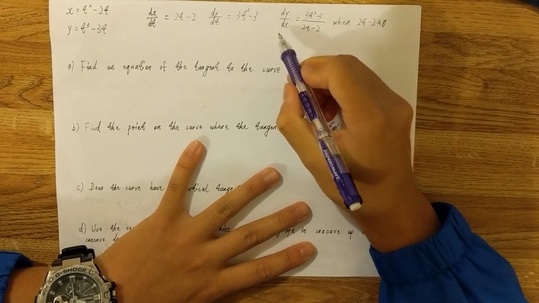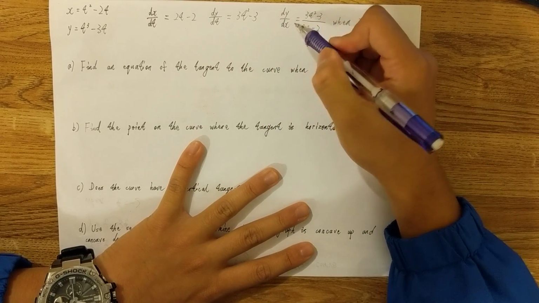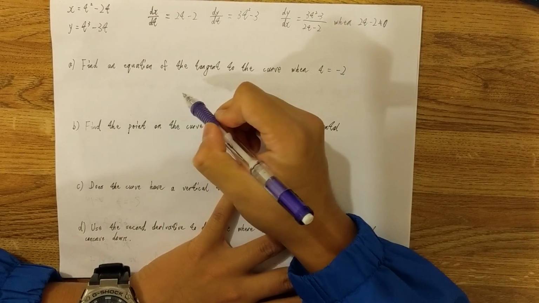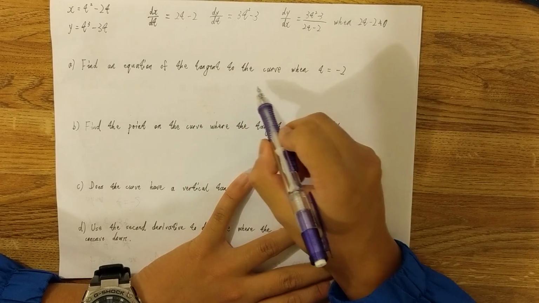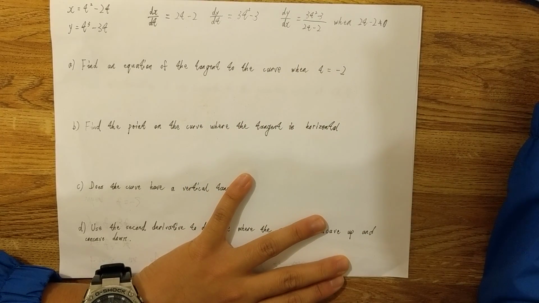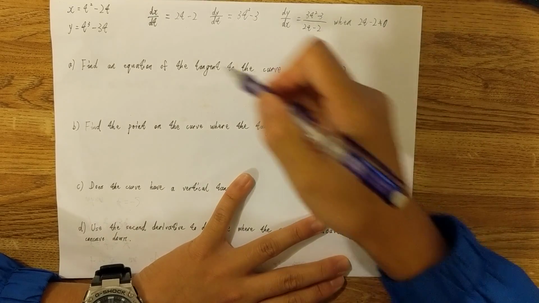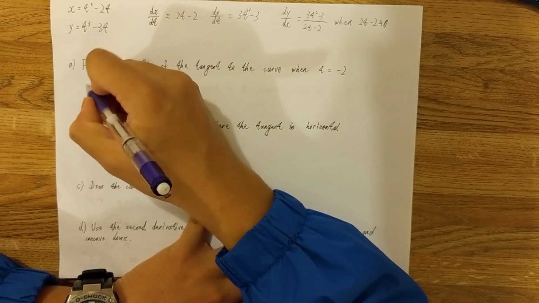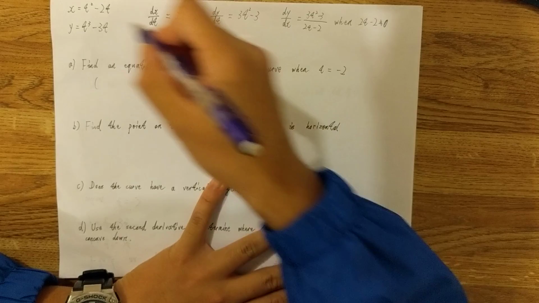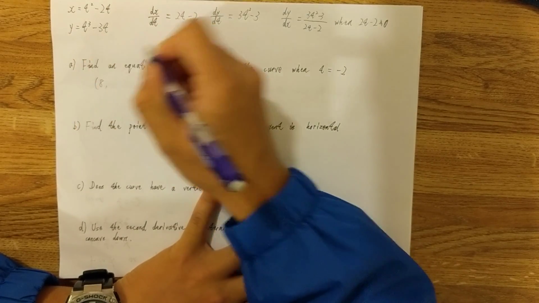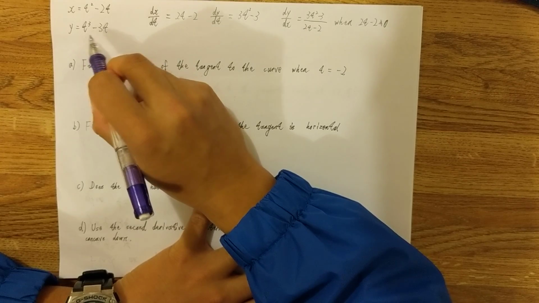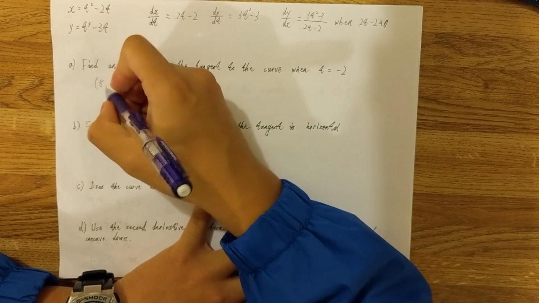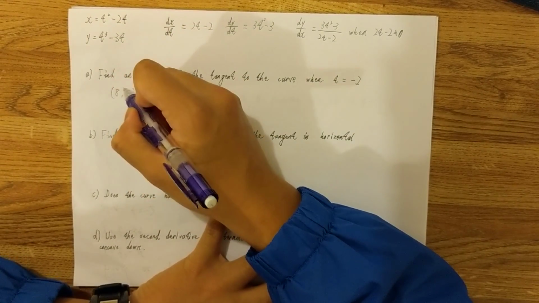So after we found the derivative of the parametric equations, let's go through the questions. So for question A, find the equation of the tangent to the curve when t equals -2. So first we will plug in -2 to the two equations to find the corresponding point on the curve. So in this case, the point will be 8 and, no, it's -8 plus 6, which is -2. So this is the corresponding point we found.